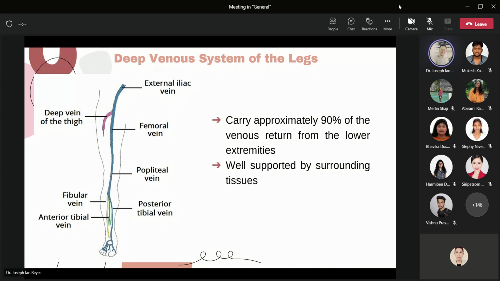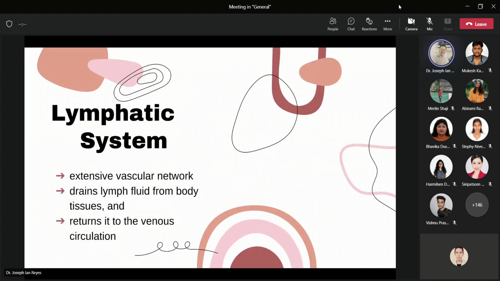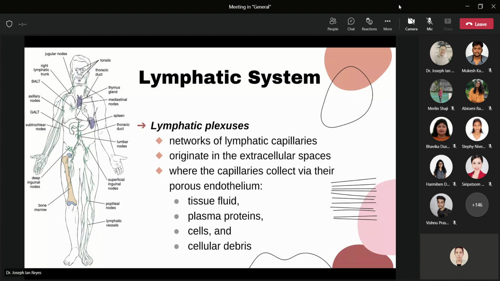Okay, so we've discussed the arteries, the veins. Now we go to the lymphatic system. The lymphatic system is an extensive vascular network that drains lymph fluid from body tissues and returns it to your venous circulation. Networks of lymphatic capillaries, lymphatic plexuses, originate in the extracellular spaces where the capillaries collect tissue fluids, plasma protein cells, and cellular debris via their porous endothelium.